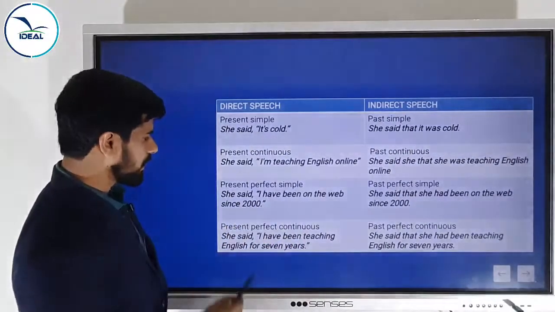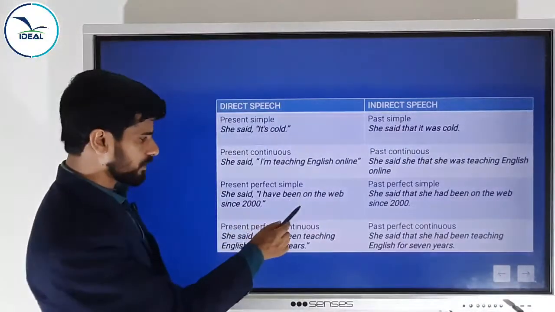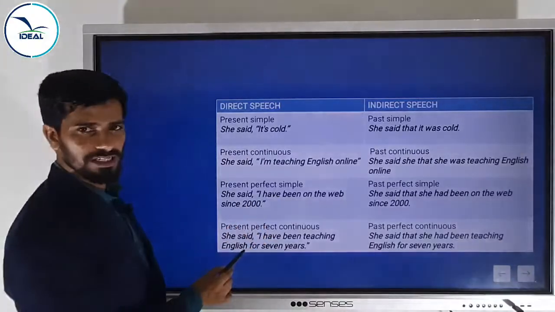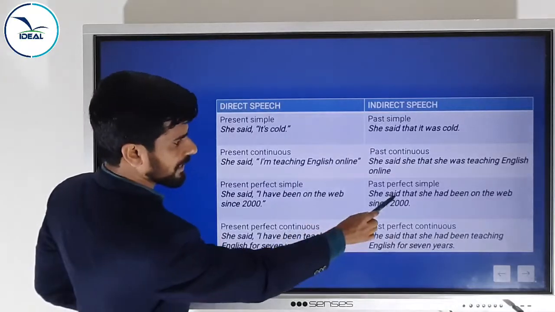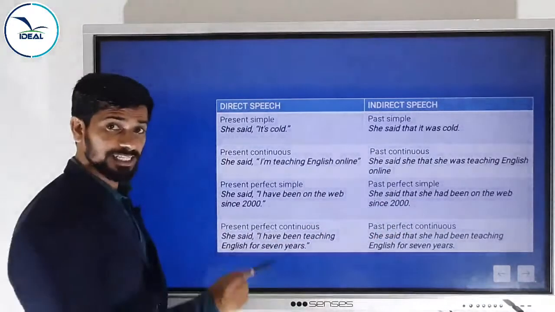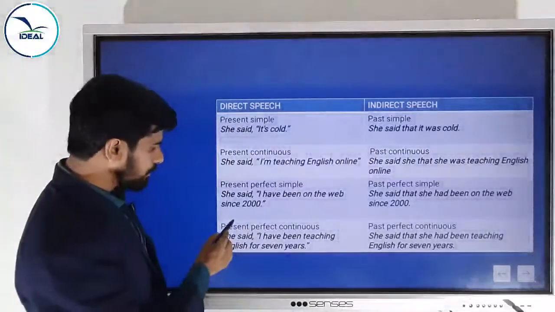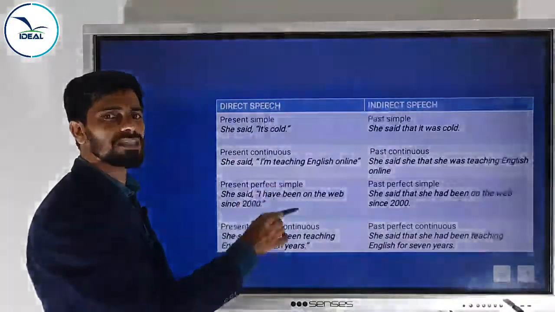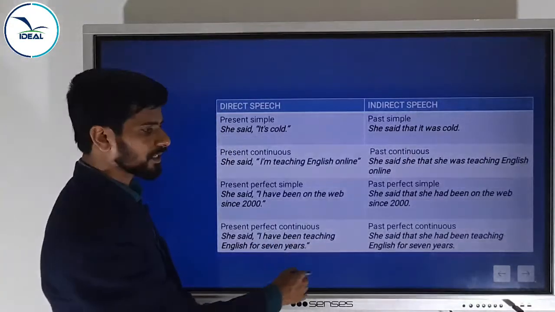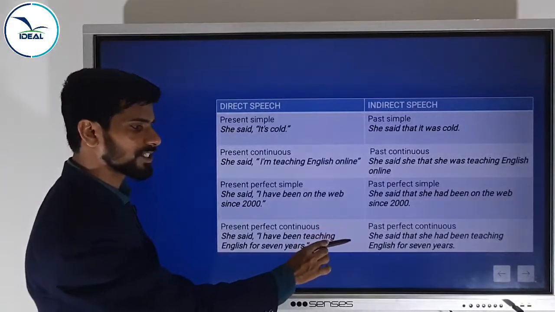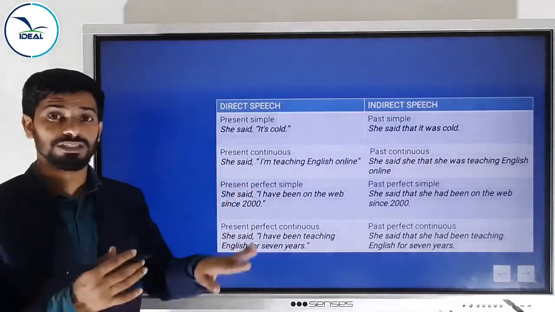And present perfect simple. She said, I have been on the web since 2000. So you can see have been, it is present perfect simple, right? Then what is the past perfect form? She said that she had been on the web. So have been has been converted to had been. So past perfect. And present perfect continuous will be converted into past perfect continuous. She said, I have been teaching English for 7 years. She said that she had been teaching English for 7 years. So these are the changes that take place in tense. So all the present tense will be converted into past tense.